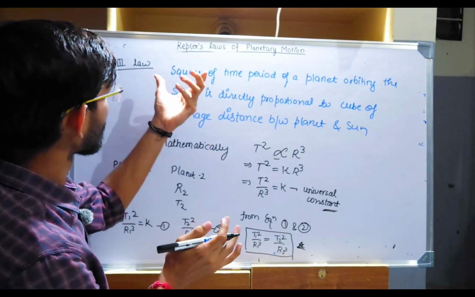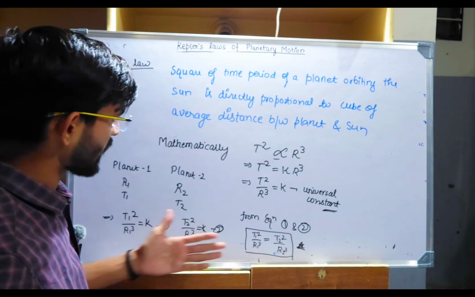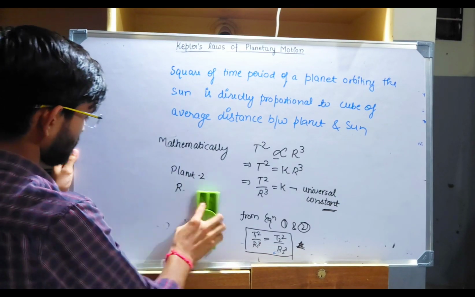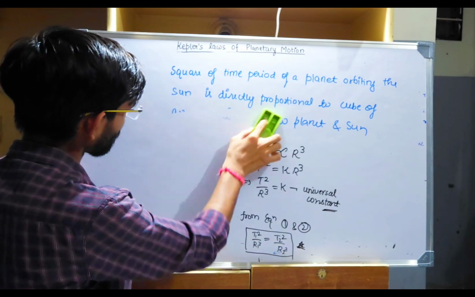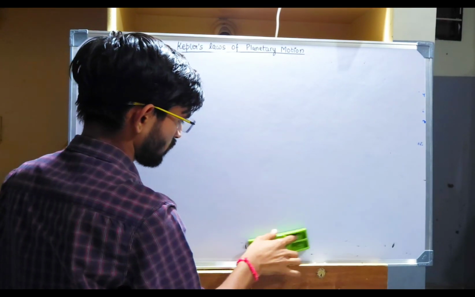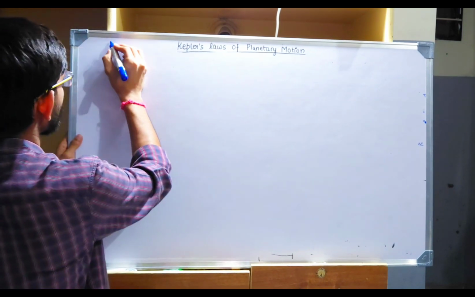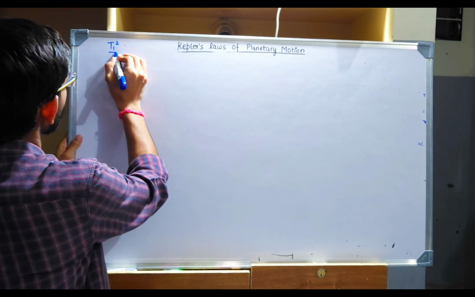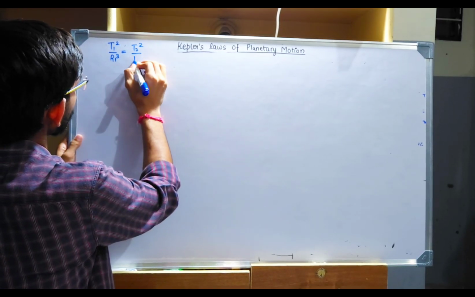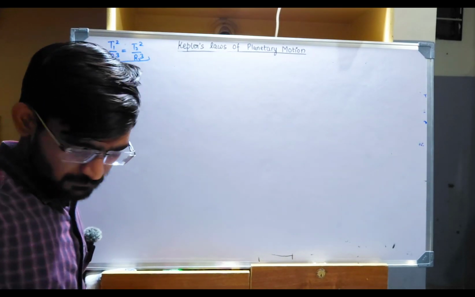This is all about Kepler's laws. All three laws are clear now, and I will take some problems on that third law. Then we will wind up that topic. I'm writing the formula here: T1 square upon R1 cube equals T2 square upon R2 cube. This is the formula for the third law.